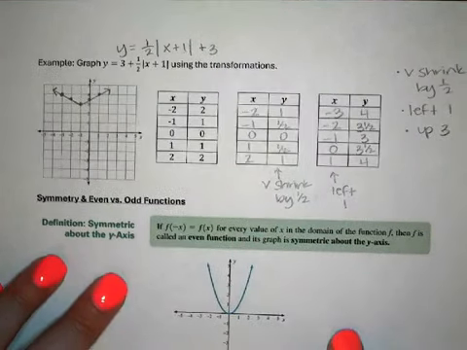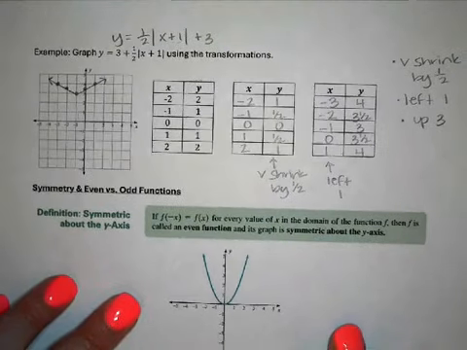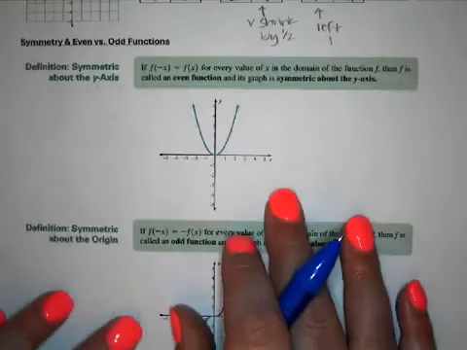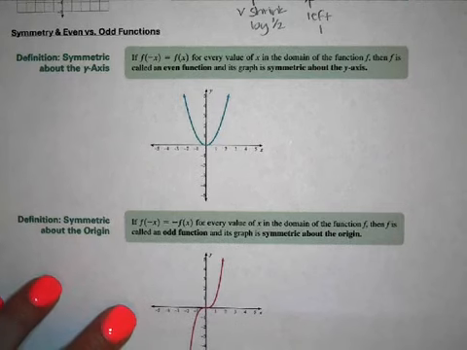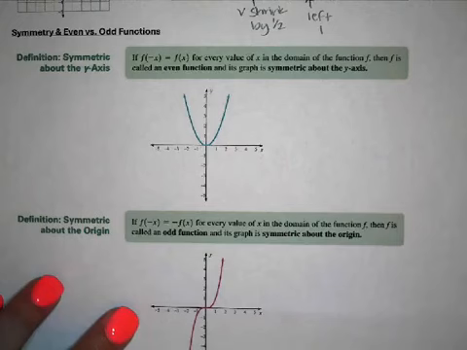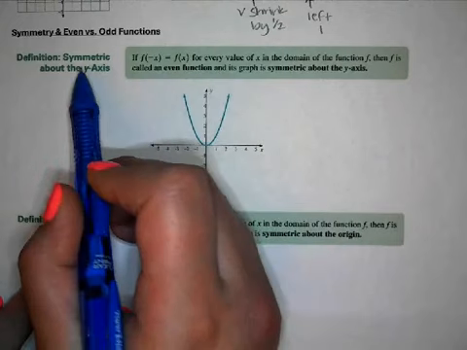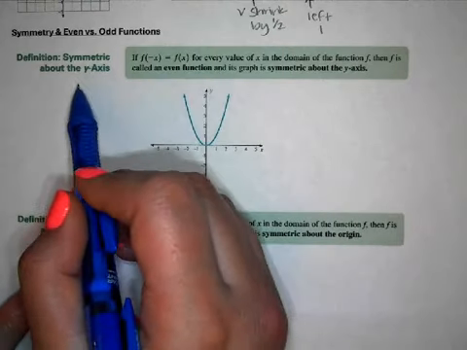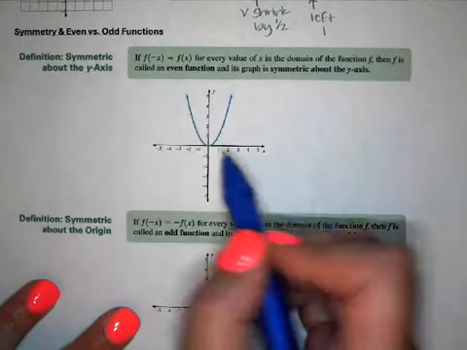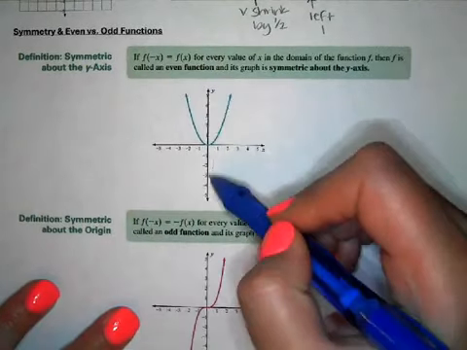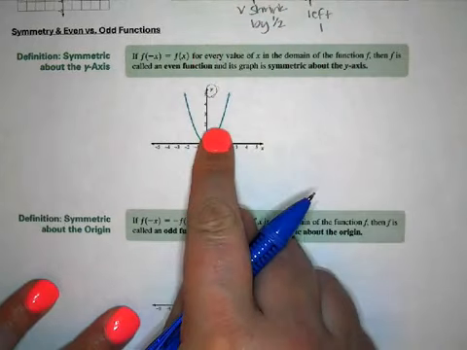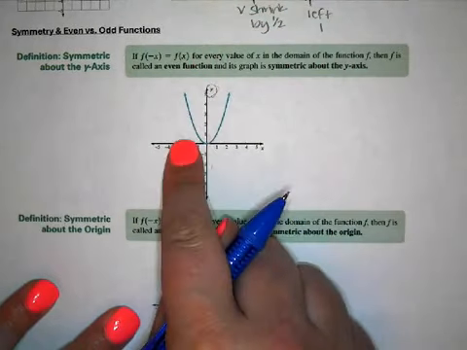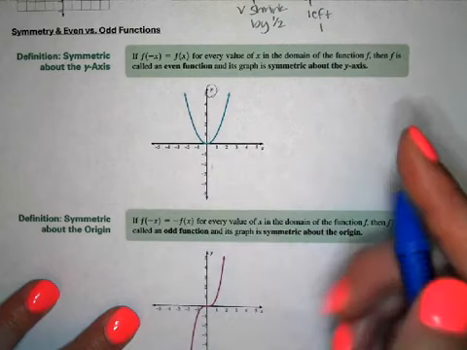Okay, next we are going to talk about whether a function is even or odd and what its symmetry is. So the definition of something that is symmetric about the y-axis is if you can take the graph and fold it on the y-axis, here's your y-axis, fold it on the y-axis and you have the same picture on each side. So that's one way you can see. If that is the case, then you have an even function.